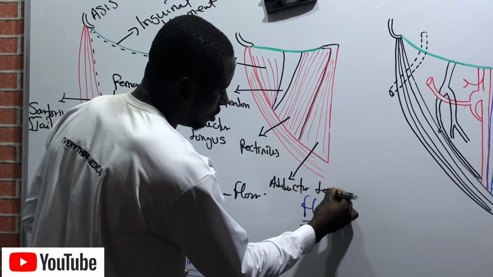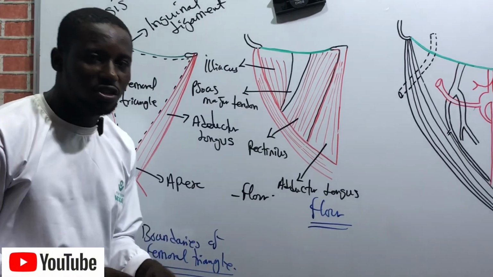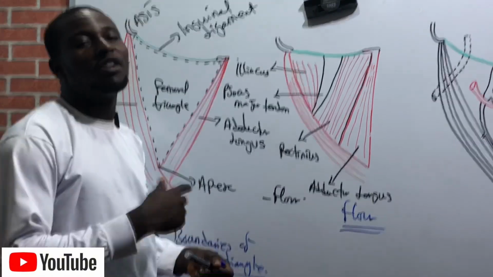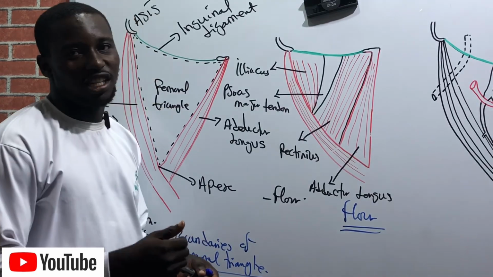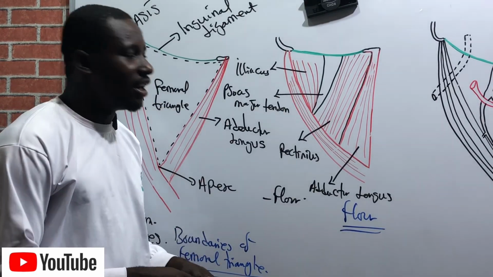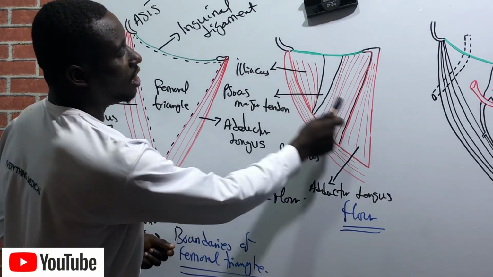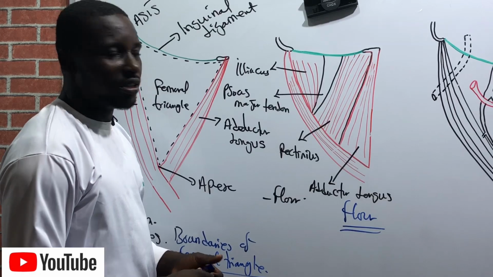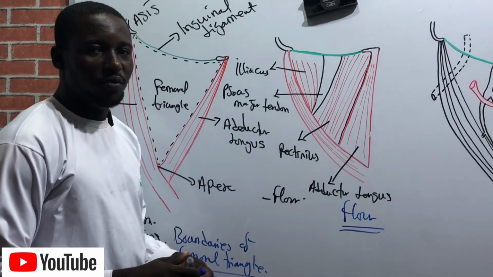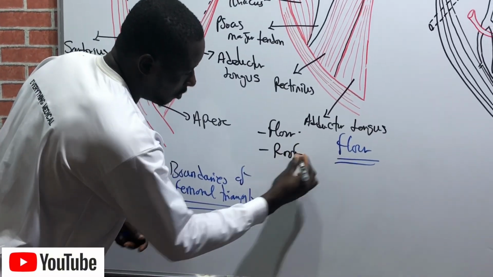The adductor longus muscle. These are the musculatures that form the floor of the femoral triangle. Recall that I said previously that it is guitar-like in shape and it is muscular. The muscles are arranged from lateral to the medial aspect. That is it. The next in line is what we call the roof of the femoral triangle.